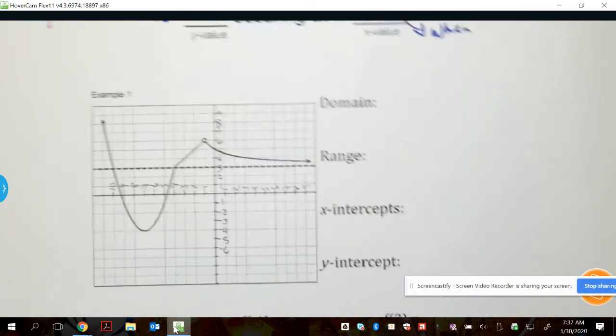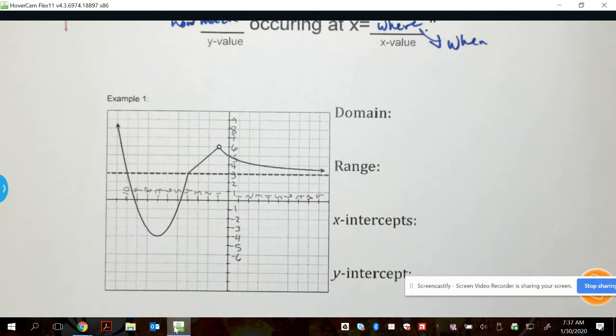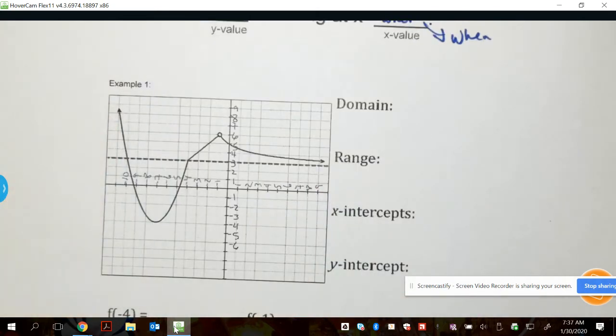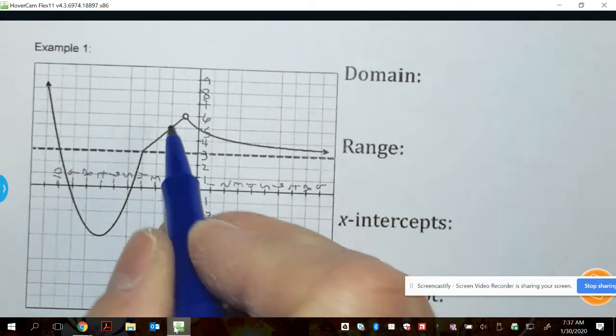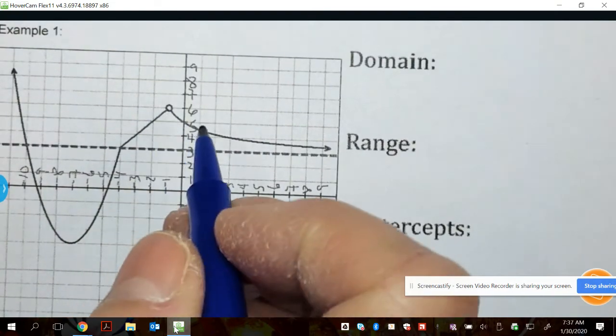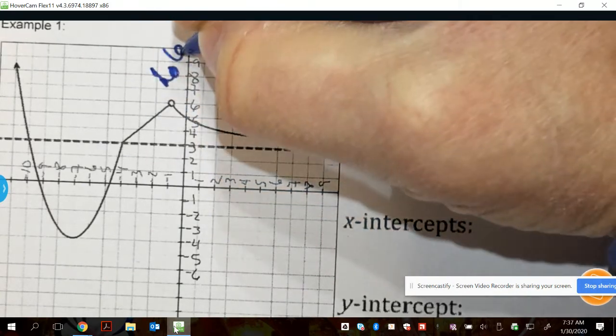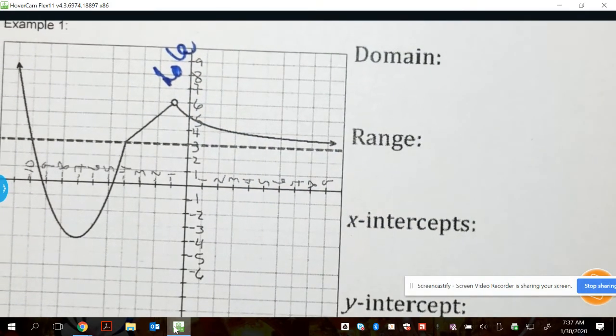Okay, so look at our graph really fast. Looking at this graph, does it go on forever and ever in each direction? So if that's the case, is it continuous everywhere? Because that's the first thing you have to do before you do domain and range. Is it continuous, or is there an issue right here? What is that? We have a hole. Remember holes from Algebra 2? It's where you had a factor you removed.